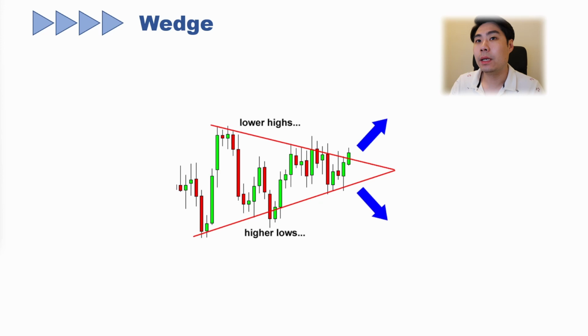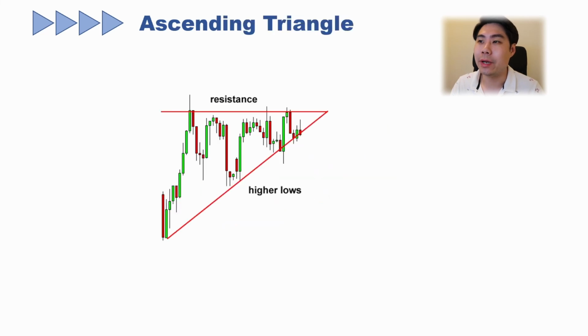So there are many other variations for a wedge. It could be a wedge up, it could be a wedge down. A wedge up pretty much looks similar to an ascending triangle, except the resistance is also tilting at an angle going up. So it looks like a triangle that's just completely pointing upwards.